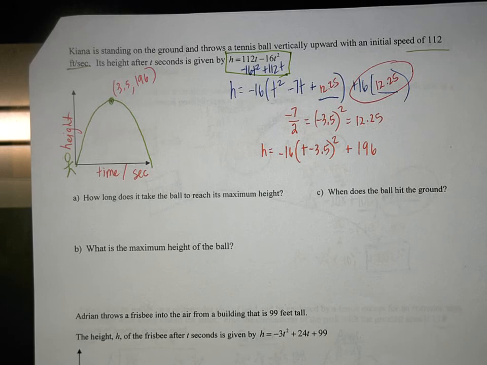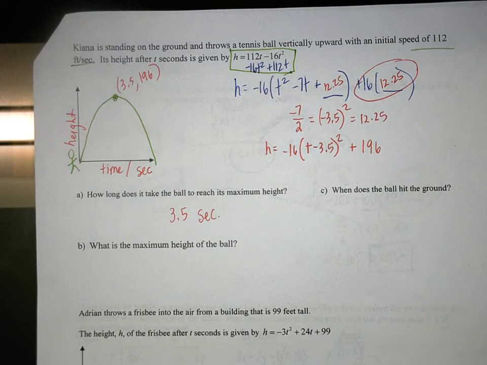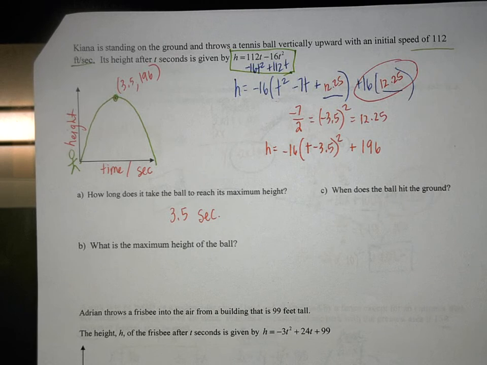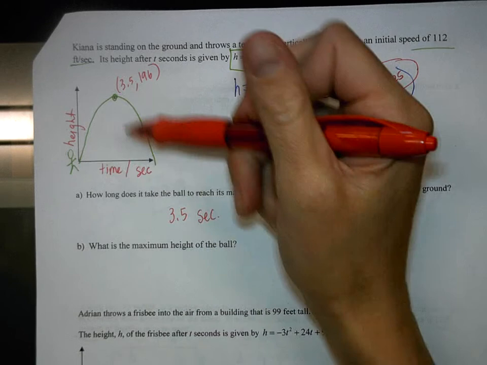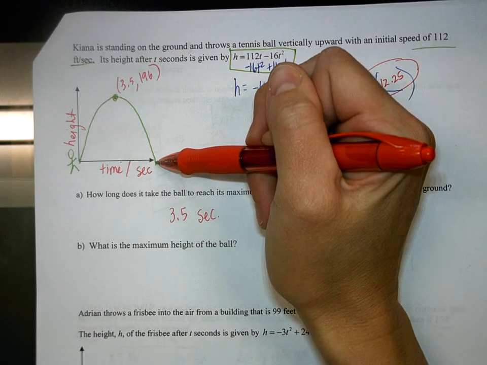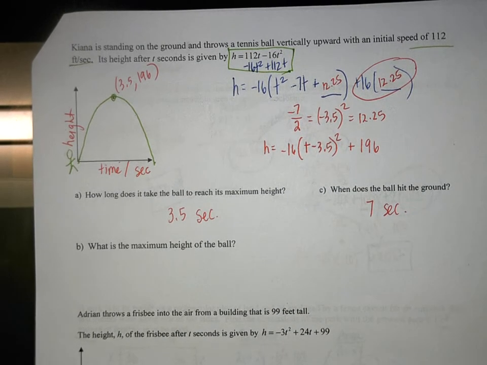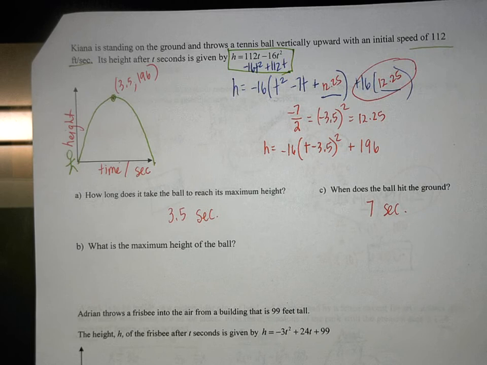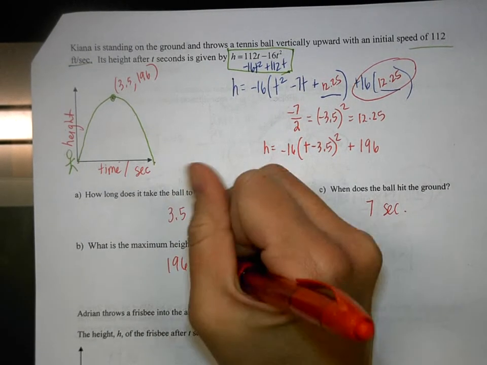How long does it take the ball to reach the maximum height? What is my time? Good. 3.5 seconds is correct. When does the ball hit the ground? With the parabola, remember they're symmetrical. However long it takes to go up, guess what? Same amount of time for it to hit the ground. So, if you go 3.5 to get here, when you get here, what will it be? 7. Good. 7 seconds is correct. 3.5 plus 3.5 is 7. And what is the maximum height? 196 feet, right? Yes. Okay. Questions?